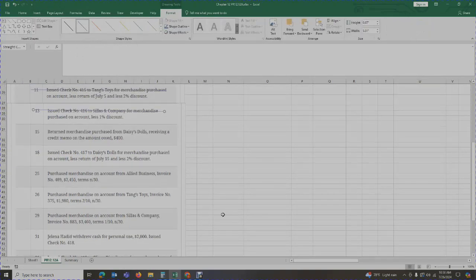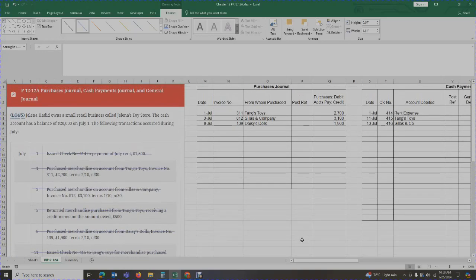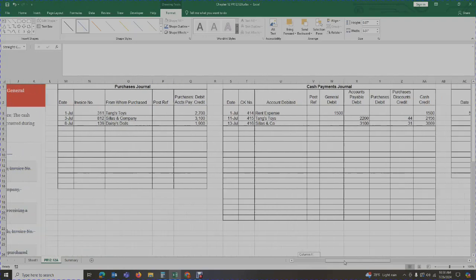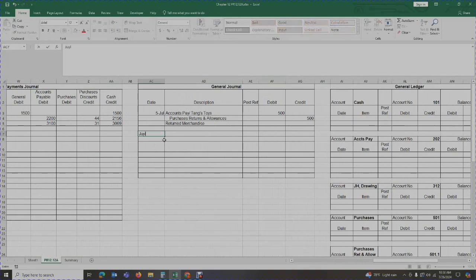July 15th. We returned merchandise purchased from Daisy's Dolls, receiving a credit memo on the amount owed, $400. So we have another return, and remember, we already had one return. Where do we put it? The returns go under your general journal. So we're going to have another return. This is happening on July the 15th.